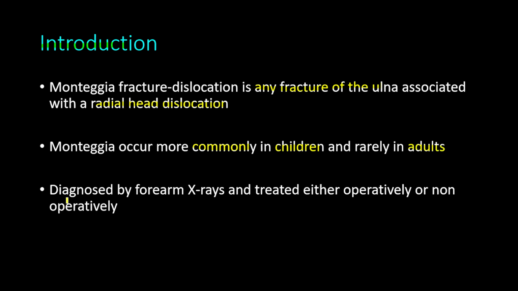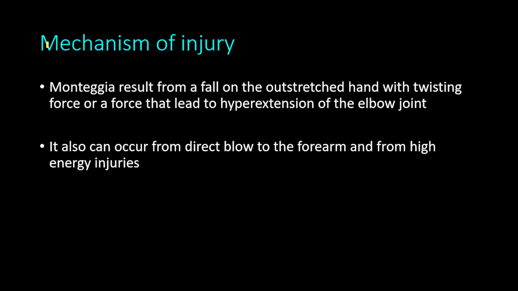And it is diagnosed by the forearm x-rays, the anterior-posterior and the lateral views, and it is treated either operatively or non-operatively. Moving on to talk about the mechanism of injury. So Monteggia fracture dislocation results from a fall on the outstretched hand with twisting force or a force that leads to hyperextension of the elbow joint.